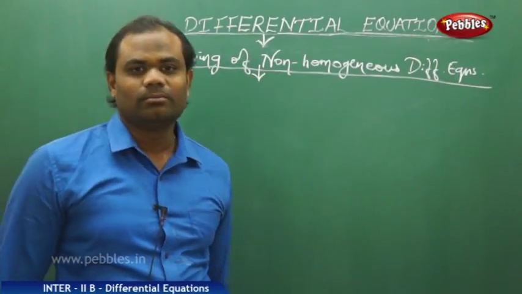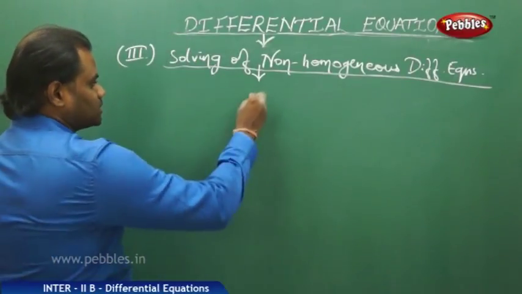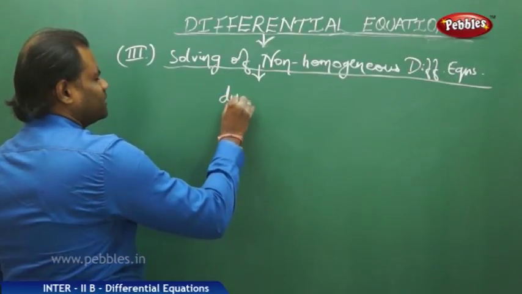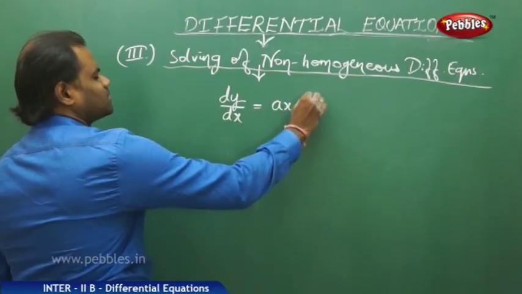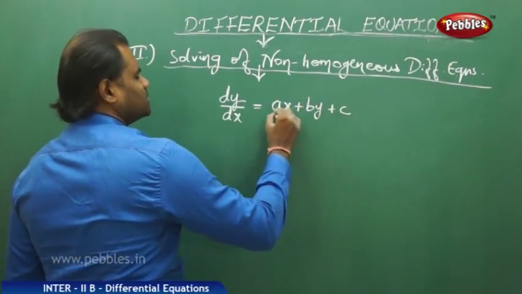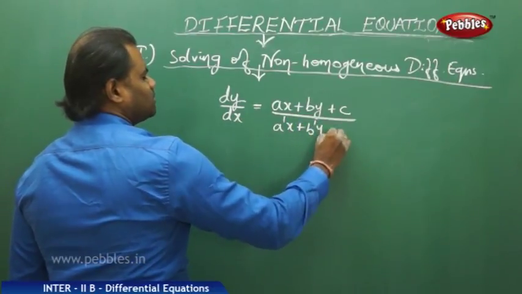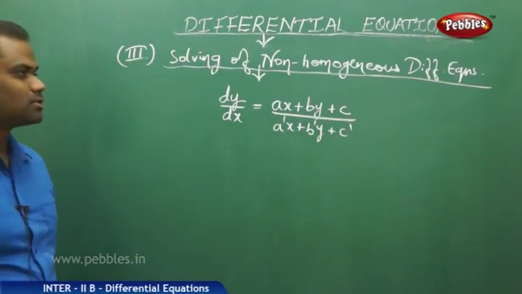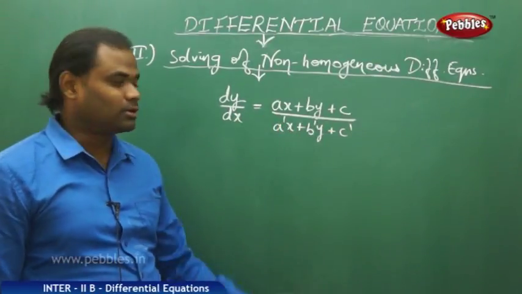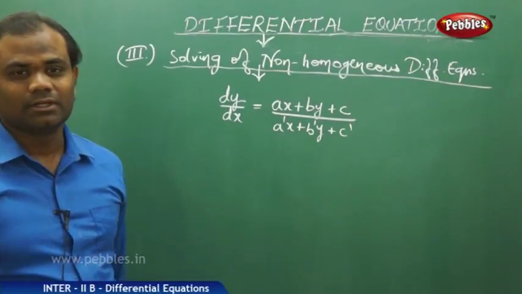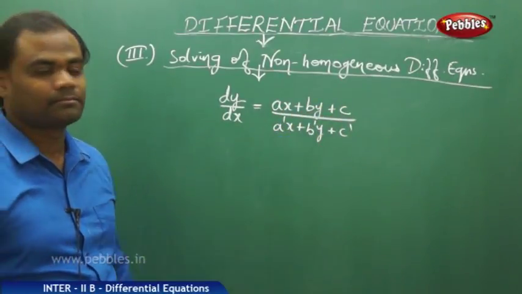Solving of non-homogeneous differential equations has two cases, where generally a differential equation in the form dy by dx equals (ax plus by plus c) by (a dash x plus b dash y plus c dash) is solved. Clearly this is a non-homogeneous differential equation because the right hand side function is non-homogeneous. The degrees are not same.